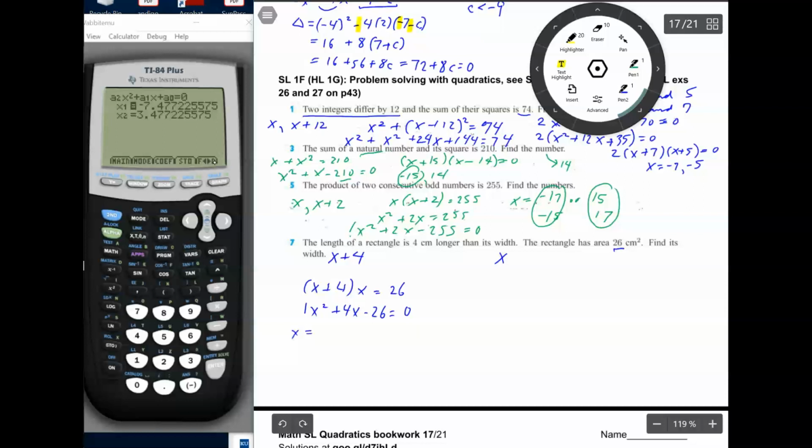Why do we reject negative 7.48 as the solution? Because our x value is supposed to be a dimension, and dimensions can't be negative. So our only solution is 3.48. Okay? So 3.48 is the width. So we're done.